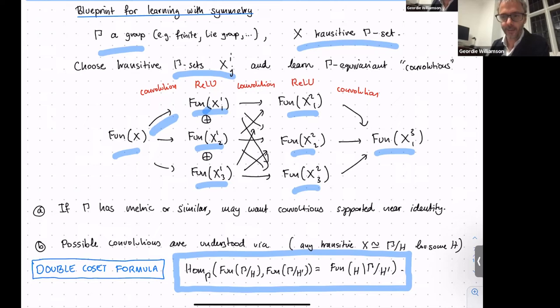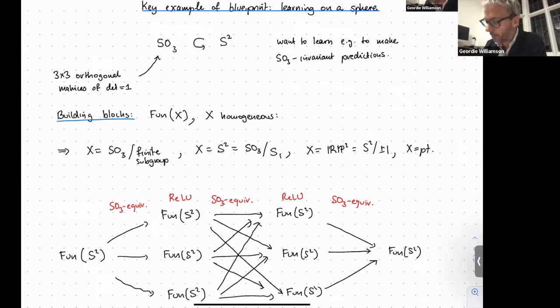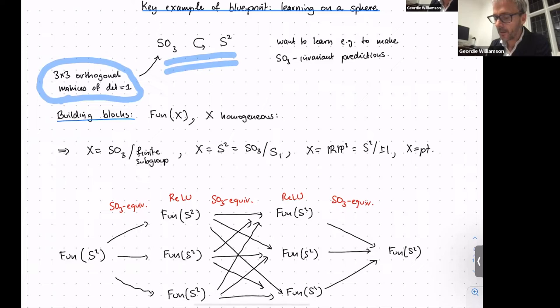So here's an example of the blueprint, the example that I discussed before. This is an example that people actually care about, and have cared about in machine learning, so it's not a new example. This is the question of learning on the sphere. Here we have the rotations of the sphere, the 3x3 orthogonal matrices of determinant one. I fix an axis and I rotate through it. It's a beautiful Lie group, and it acts on the two-sphere, and we want to make, for example, an SO3-invariant prediction. An example might be recognizing images. Let's say we have data from telescopes pointing out to the universe. Then we would like to recognize a function, which is an image, which naturally lives on the sphere.